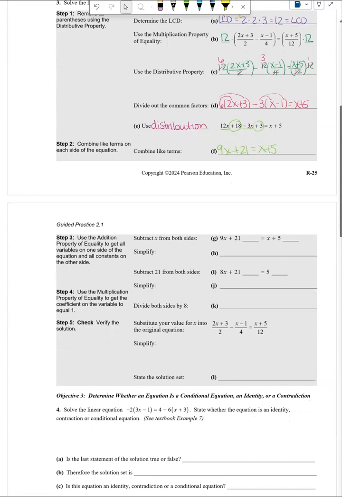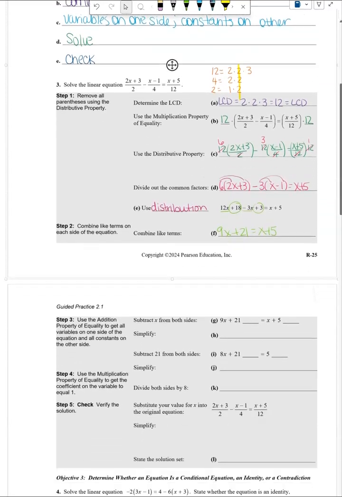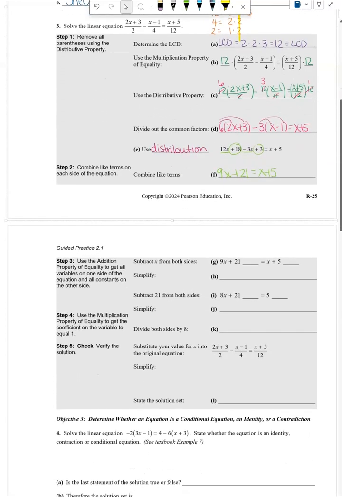Okay. Now, we want to get the variables on one side and the constants on the other. When possible, try to get your x's on the left-hand side and your constants on the right-hand side. I know you're probably thinking, what does it matter, Miss Owens? It's going to matter later on when we get into inequalities, so it's just a good habit to get into now. Form good habits early, and then you'll have them when we get to inequalities.